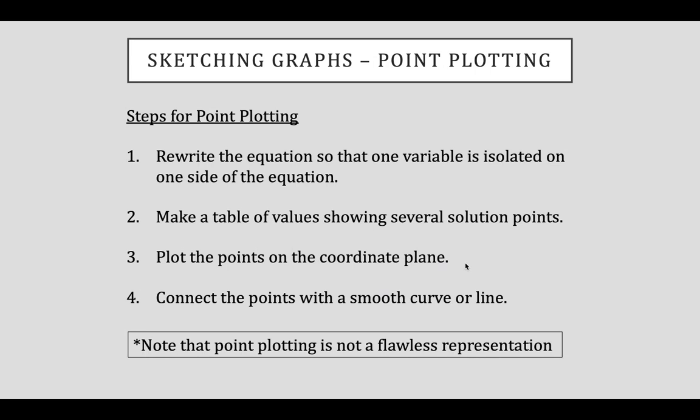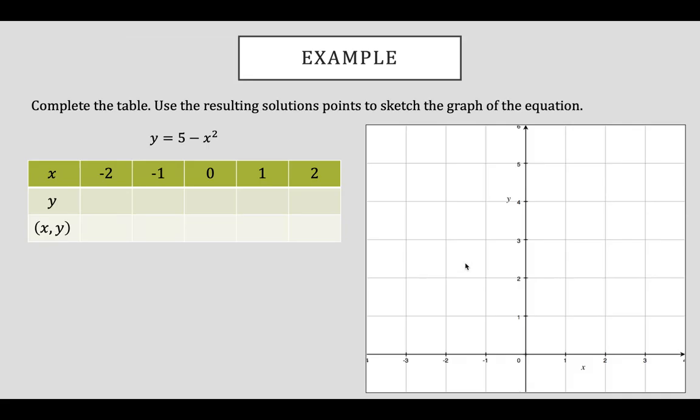All right, sketching graphs. One technique for sketching graphs is to plot points. Steps for point plotting: 1, rewrite the equation so that one variable is isolated on one side of the equation. 2, make a table of values showing several solution points. 3, plot the points on the coordinate plane. 4, connect the points with a smooth curve or line. Point plotting is not a flawless representation, however, but in a lot of cases it will give you a good idea of what your curve should look like.